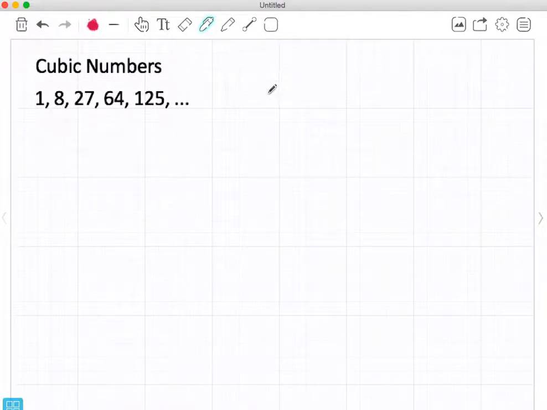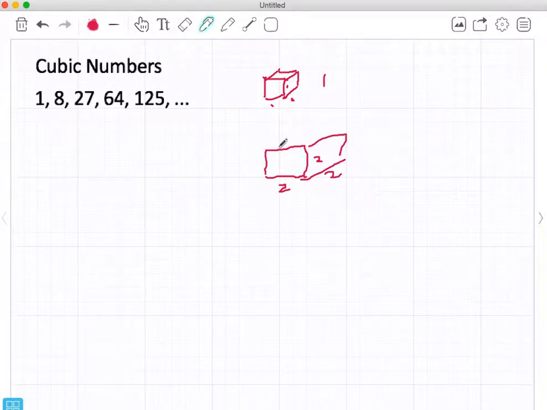So cubic numbers, imagine drawing a cube, and a cube is a 3-dimensional shape where all the edges are the same. So it's 1 by 1 by 1, and I work out the volume and it's 1. The next cube, imagine it's 2 by 2 by 2. So this is supposed to be a cube, and that volume is 8. Now if you think, I'm not going to draw another one, a 3 by 3 by 3 gets you 27.